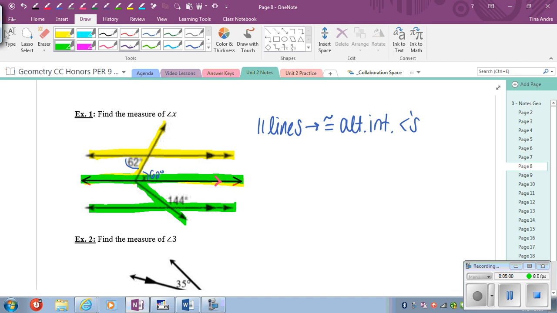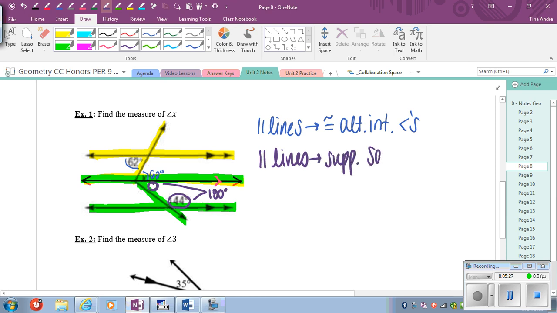And if I compare what they give me, the 144, so this angle, again, I care about this portion right here because I want to look at the angle in the end. I want angle X, which is the whole thing. So I want this other part. So if I compare these two, these angles have to be supplementary. Those are same side sup. So in this case, my reason is going to be parallel lines imply supplementary, same side interior angles.